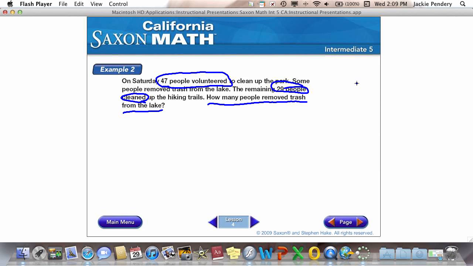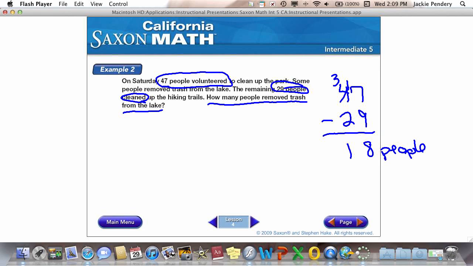So I can start with my problem. I know I had a total of 47 people. I know that 29 of them cleaned hiking trails. So I want to know what the rest did. So I'm going to subtract. 4 becomes a 3. 17 minus 9 is 8. 3 minus 2 is 1. So 18 people.